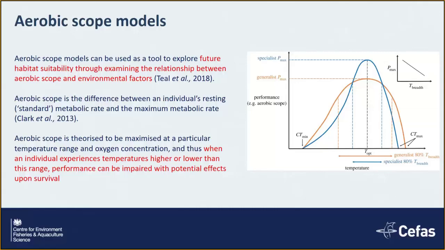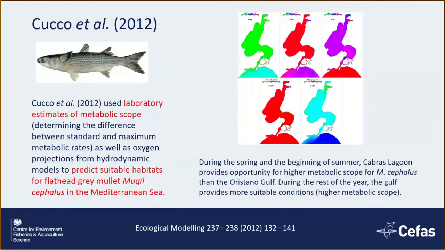Aerobic scope models, there's quite a lot of these around. So they're based around this idea, again, that there's a temperature preference, a minimum and maximum, that varies between species, that species try to maximise their metabolic scope. And this has been used for a whole lot of modelling in Europe, using both temperature projections and oxygen projections in some cases. There's a nice group of people in the Mediterranean that have really taken to using this, using outputs from laboratory experiments and then using that to predict where the species are going to go.